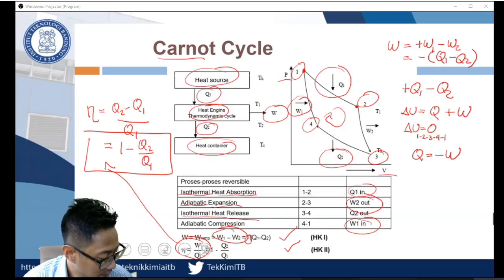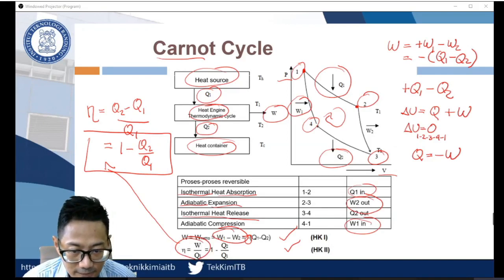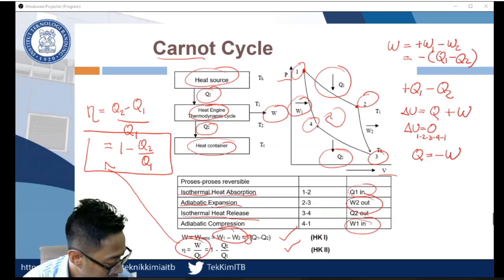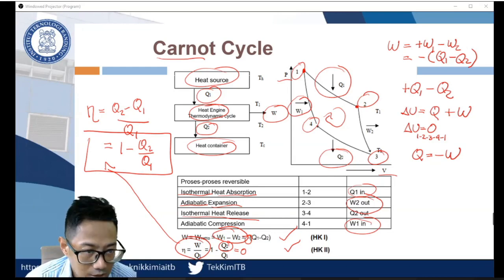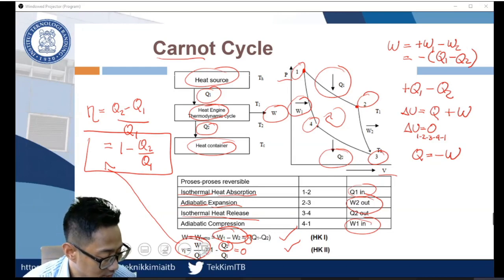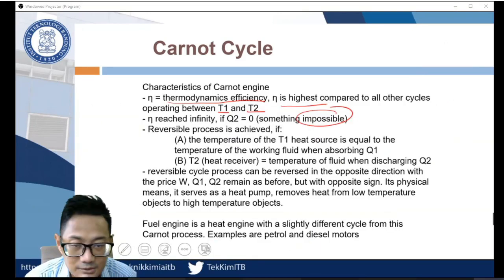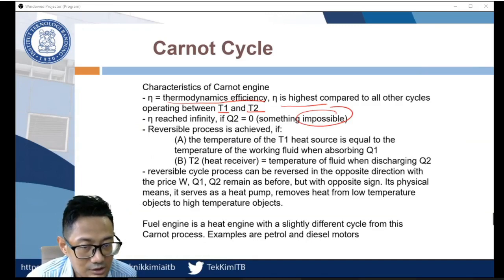Remember, if we want to have 100% efficiency, this value should be equal to 0. So 1 minus 0 is equal to 1, 100% efficiency. Why does this become impossible? Because the unuseful heat should be released to the environment. It's not possible to have 100% of heat converted into work.